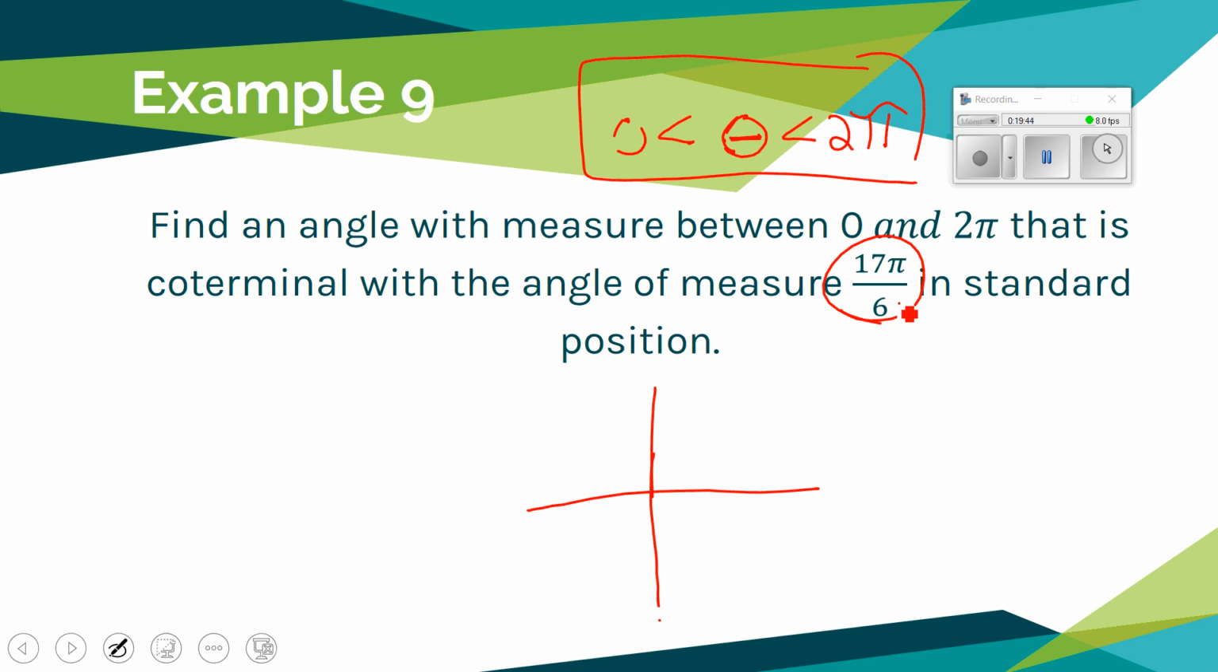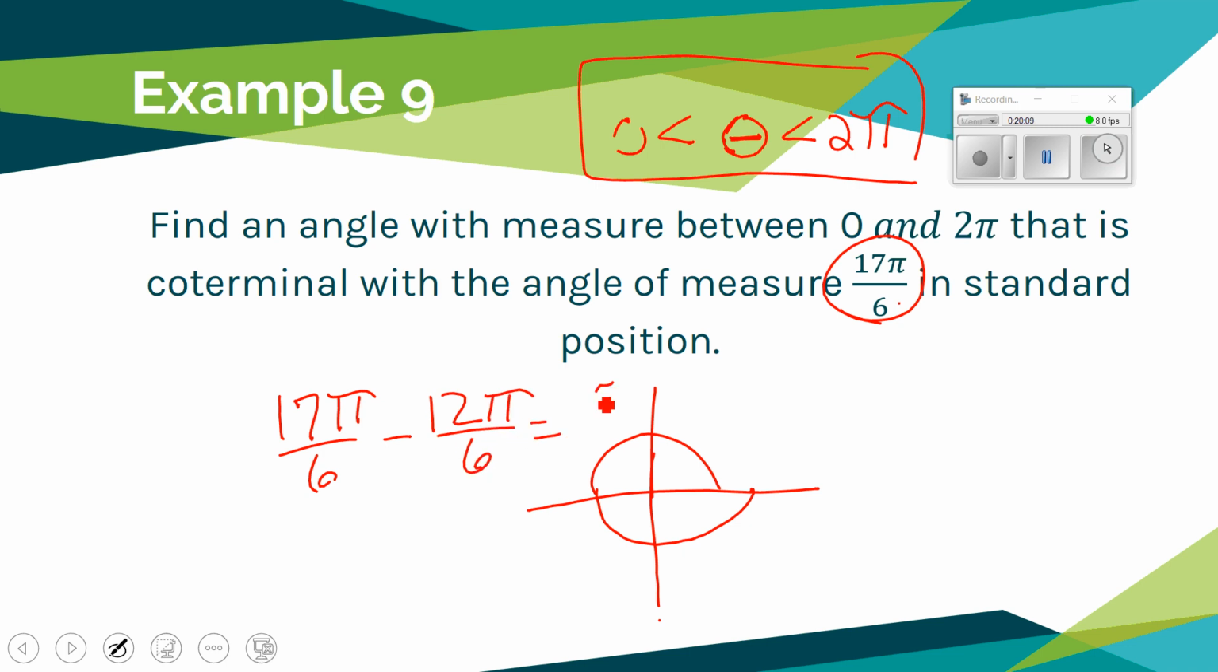In terms of sixths, one full rotation is going to be, in the same vein as adding or subtracting 360, adding or subtracting 2 pi in this case. We're going to take 17 pi over 6, and we're going to subtract one full rotation in terms of sixths, 12 pi over 6. And that's going to equal 5 pi over 6.